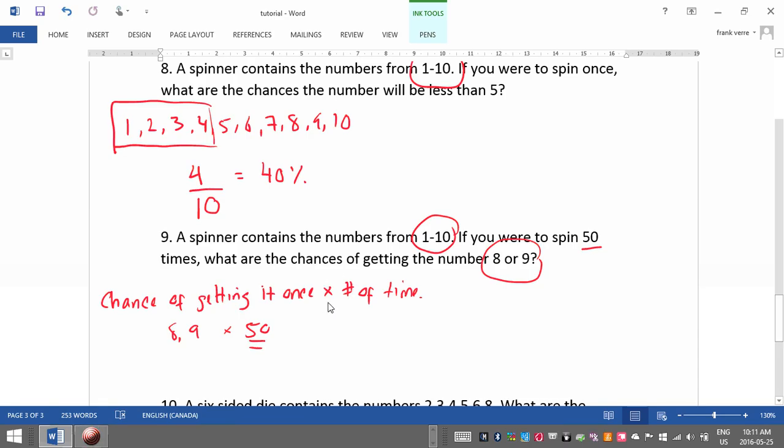Okay, so the chance of getting 8 or 9, well, that's two numbers. So there's a 2 in 10 chance of getting 8 or 9. You can see you have 10 numbers here. So that's the chance of getting it once. And the number of times we spin it is 50. So 2 times 50 is 100, and it's divided by 10. So that would be 10. So you should expect to get the number 8 or 9 10 times.